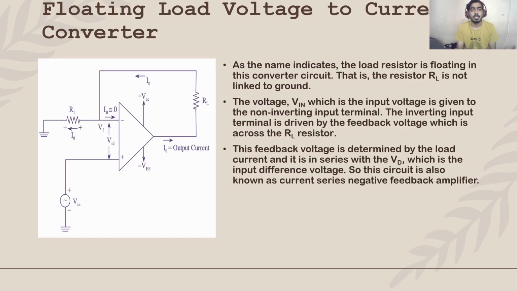First, I'll be talking about the floating load voltage to current converter. As the name suggests, the load resistor is floating inside the converter circuit. As you can see, the load current is floating around inside the circuit, that is, RL, the load resistor, is not linked to the ground. The input voltage Vin is given to the non-inverting input terminal, and the inverting input is driven by the feedback voltage across the RL resistor. The feedback voltage is determined by the load current, and it is in series with Vd, the input difference voltage. So this circuit is also known as a current series negative feedback amplifier.